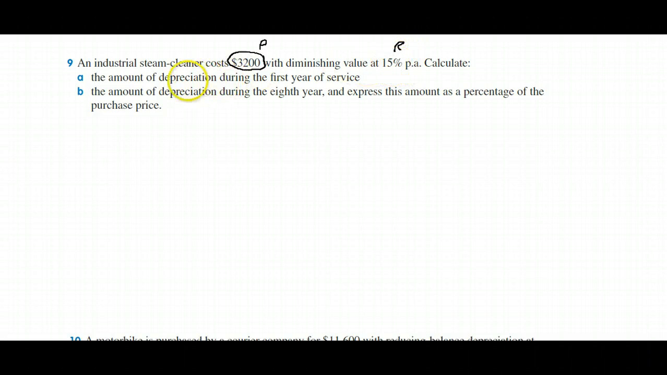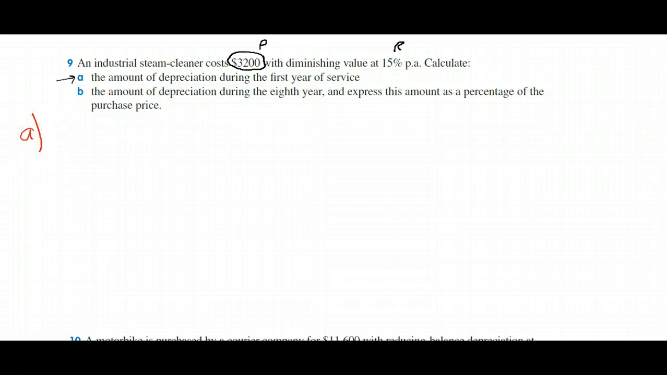annum. The amount of depreciation during the first year of service, now it doesn't tell us at any point here whether it's flat rate depreciation or reducing balance depreciation, but since we're only working it out for the first year here, it doesn't matter. For the first year, flat rate and reducing balance are the same. They'll produce the same result. So let's work it out. Let's work out part A to begin with.